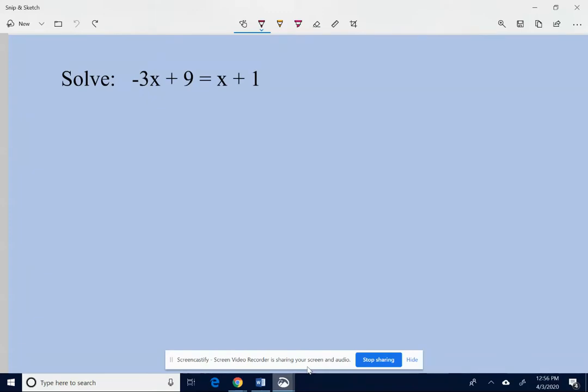Okay, let's do another problem without tiles. Okay, variables on both sides. We have negative 3x plus 9 equals x plus 1.